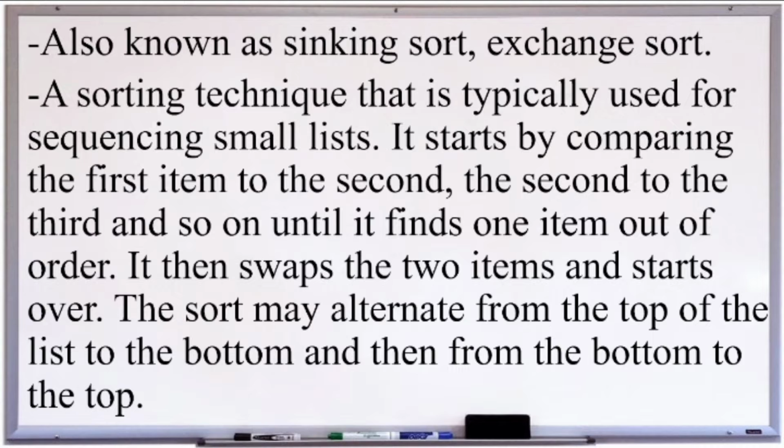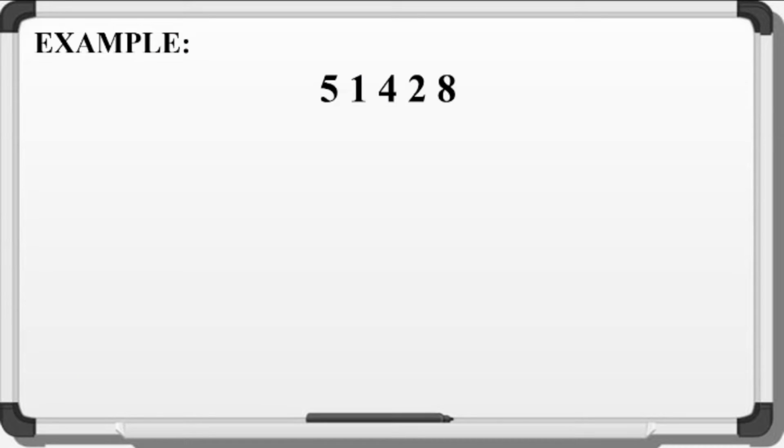It starts by comparing the first item to the second, to the third, and so on until it finds one item out of order. It then swaps the two items and starts over. The sort may alternate from the top of the list to the bottom and then from the bottom to the top. Example.